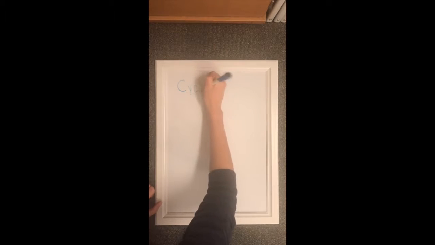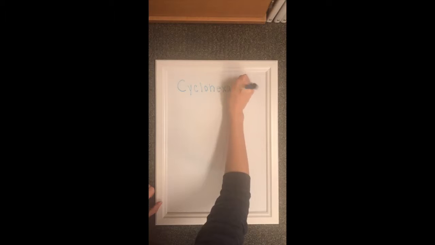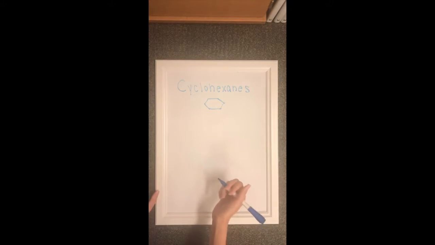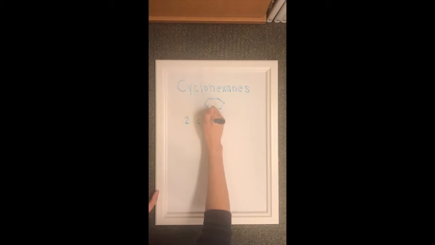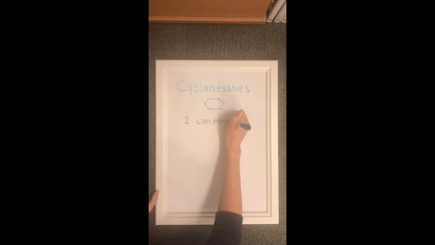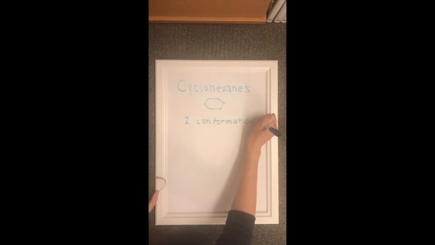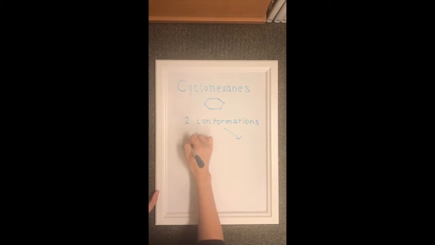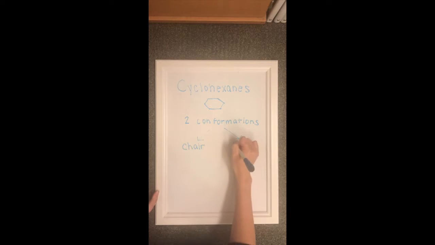Hello and welcome. Today we're going to be discussing cyclohexane configurations, particularly in relation to their 3D shape, rather than just drawing a ring, as shown here. Given the tetrahedral carbons in a ring, a cyclohexane can form two conformations. The first of those is a chair conformation, and the second is a boat conformation.